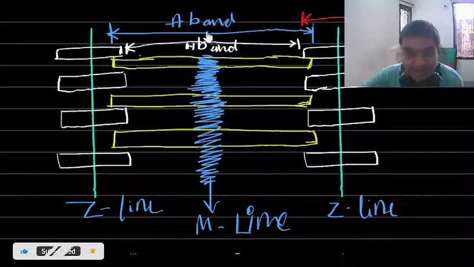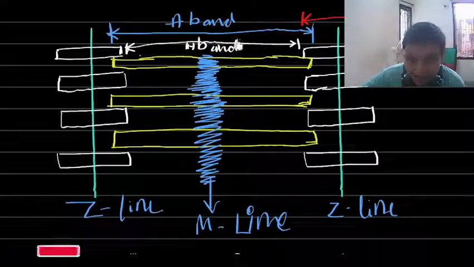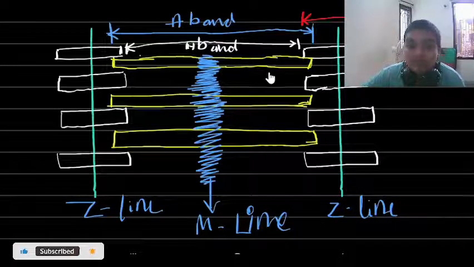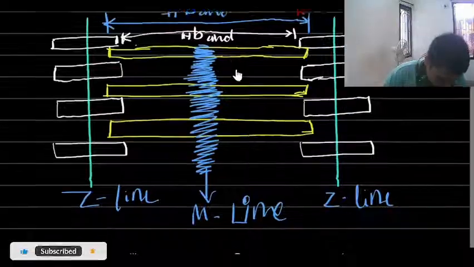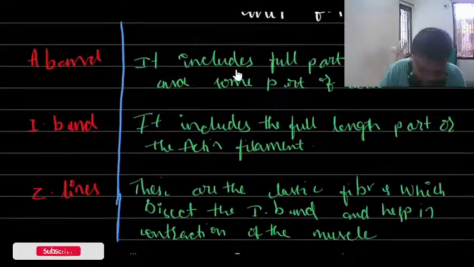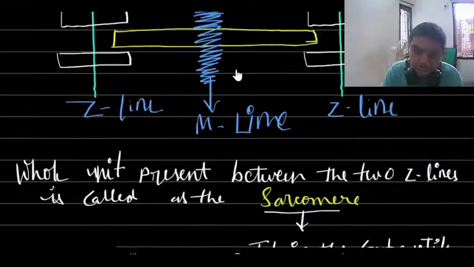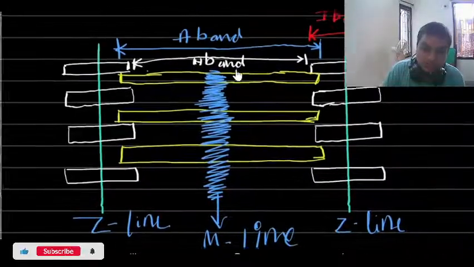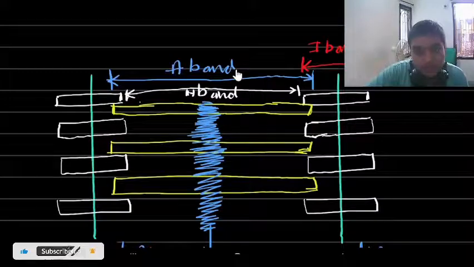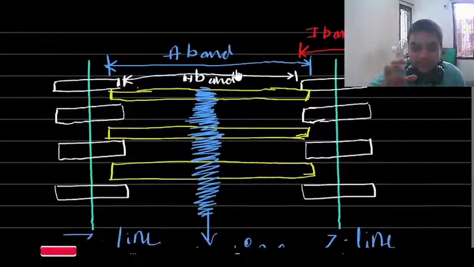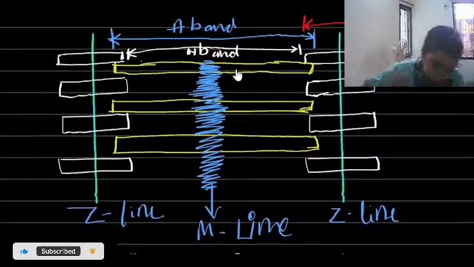Now this A band includes a part of the actin filaments and the full length of the myosin filament. I have written that here. I will not read it again since I am explaining it to you. I have written it only for your convenience, so that when you are reading the notes, you get clarity on each and everything.